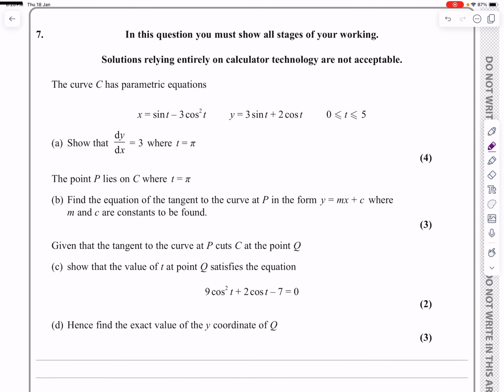Okay, this is the P4 paper from June 2022. It's question number 7, and as you can see by looking at it, it's going to be differentiation and differentiating parametric equations. So let's have a look. It says x is equal to sine t minus 3 cos squared t, y is equal to 3 sine t plus 2 cos t, t being between 0 and 5. Show that dy by dx is equal to 3 when t is equal to pi.